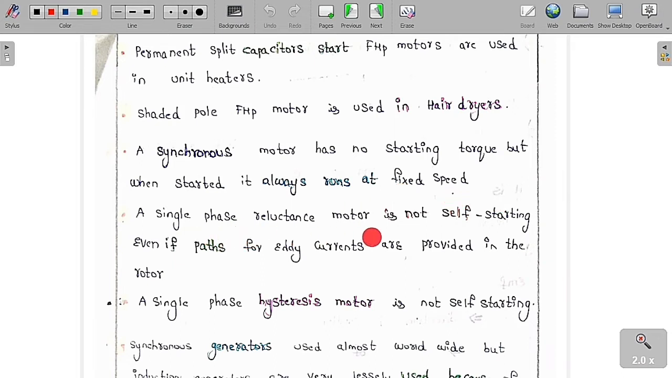A single-phase reluctance motor is not self-starting, even if paths for eddy currents are provided in the rotor. I've already told you, a single-phase reluctance motor is one type of single-phase synchronous motor.